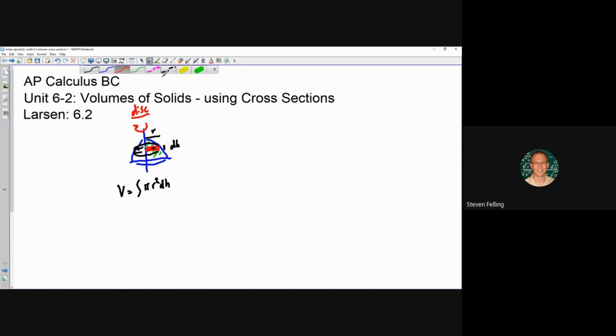For the shell method, we do something similar. For shell, we have a rotational solid. Let's say we have something that looks like this, and we're also rotating it around the y-axis. So we get the other shape over here that looks like this. So we have a rotational shape like that.